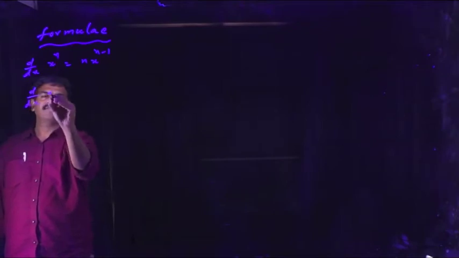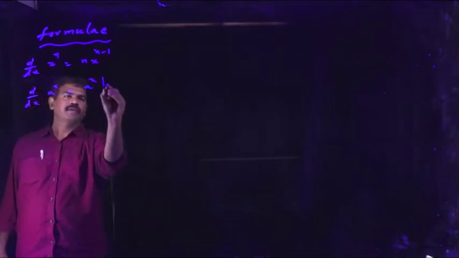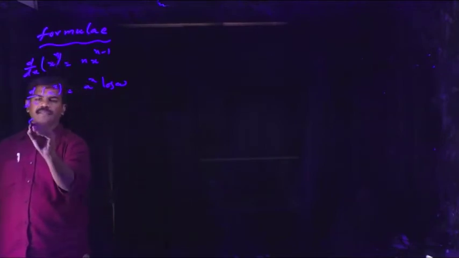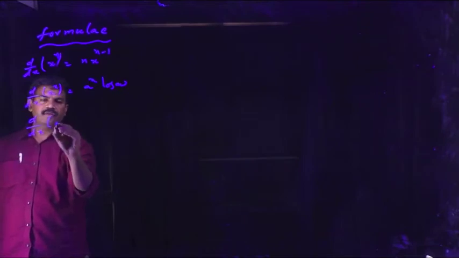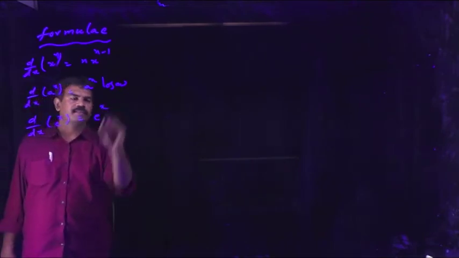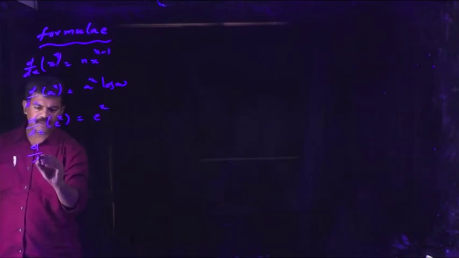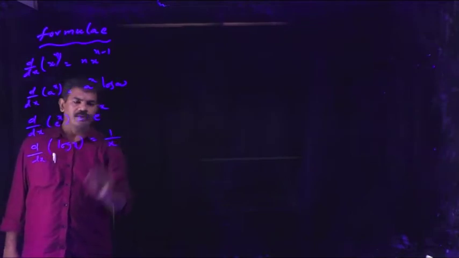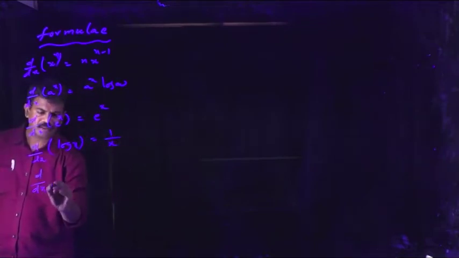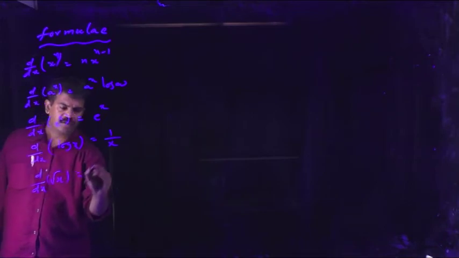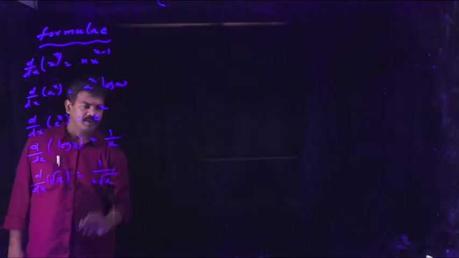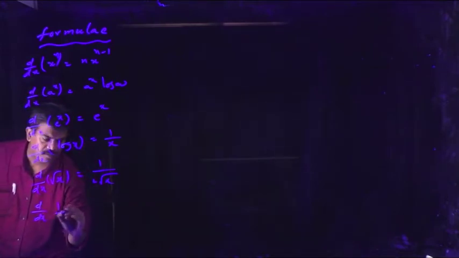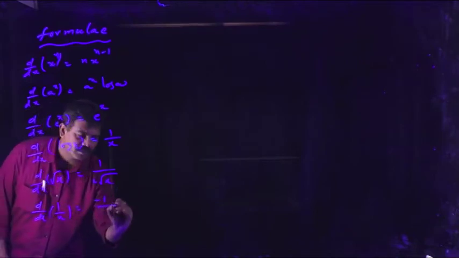d by dx of a power x is equal to a power x log a. Next, d by dx of e power x is equal to e power x. d by dx of log x is equal to 1 by x. d by dx of root x is equal to 1 by 2 root x. d by dx of 1 by x is equal to minus 1 by x square.